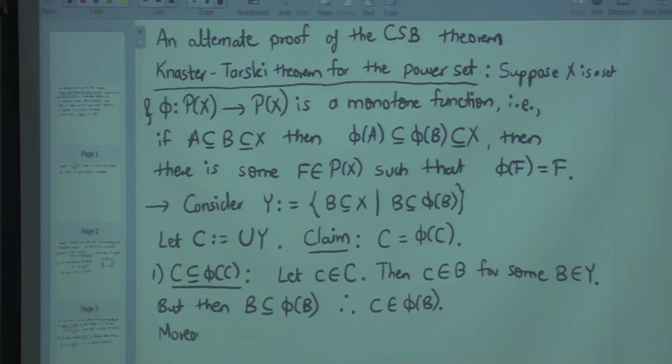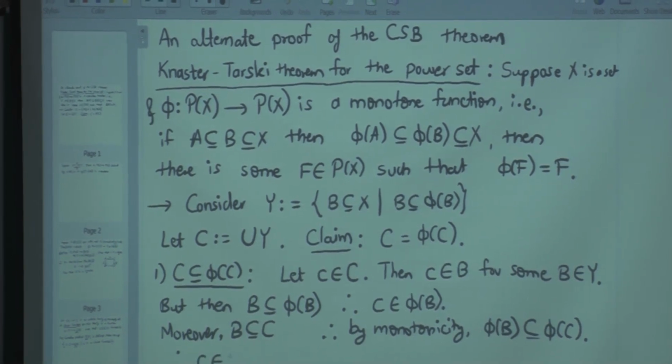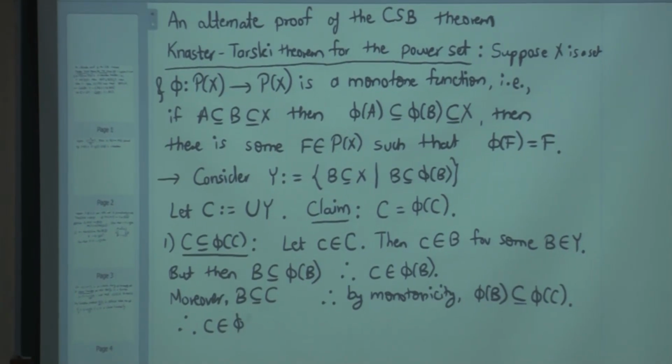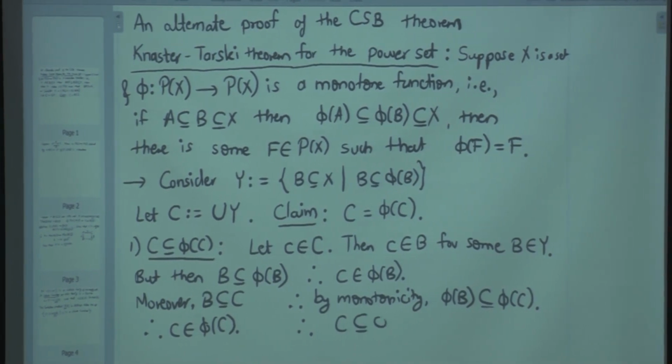Moreover, B is a subset of C, correct? Because C is the union of all the elements of Y and B is just one element of Y. Therefore by monotonicity, what can we say? Phi of B is a subset of phi of C. So we have shown that little c belongs to phi of C. So we have completed the proof that capital C is a subset of phi of C.